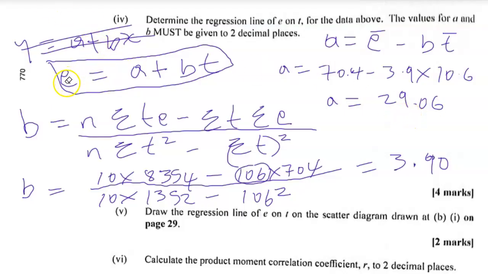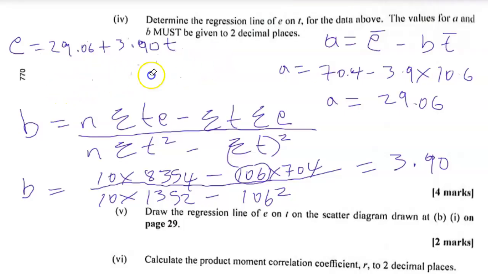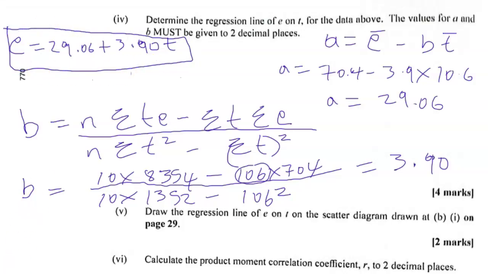So in terms of the regression line, let me just rewrite it. So E equal to A, which is 29.06, plus B, so 3.90, so 3.9, times T. So that should be our regression equation. 29.06 plus 3.9 times T.